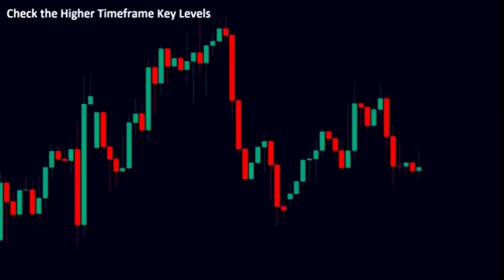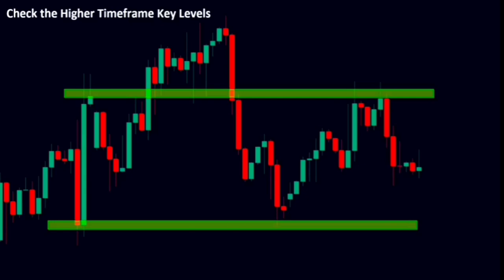Check higher time frame key levels. Before trading, assess the higher time frame key levels and how much room the price has before reaching them. A small reaction at a higher time frame key level can indicate a major direction change in lower time frames. When the price mitigates a higher time frame key level, there is a higher chance of a temporary reversal. Always verify the higher time frames to gauge the distance to key levels.